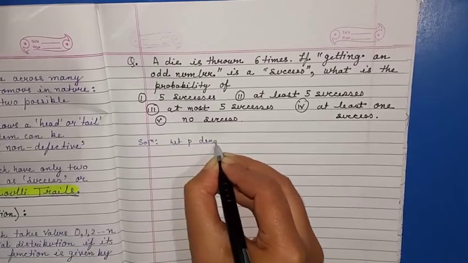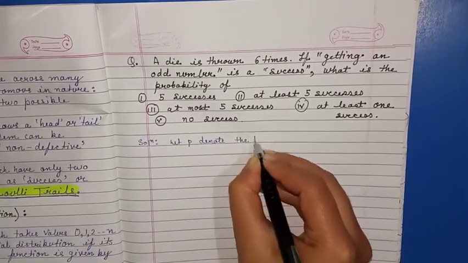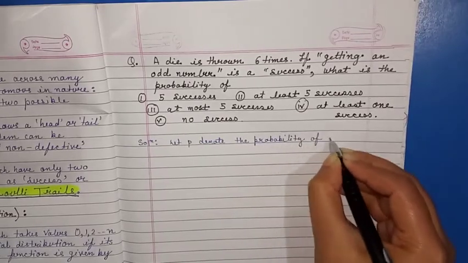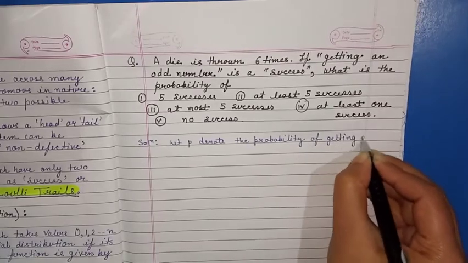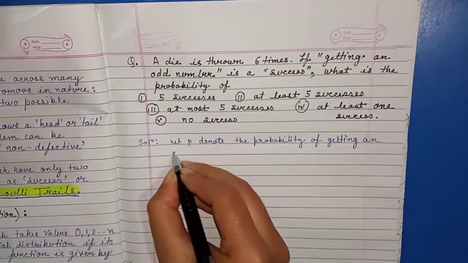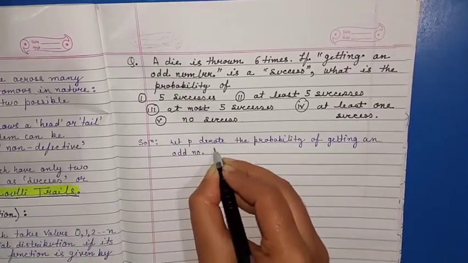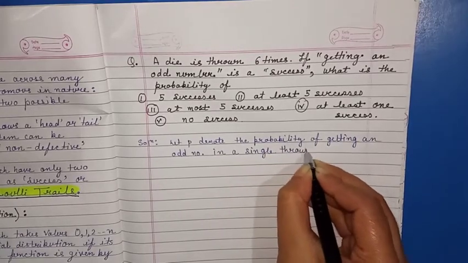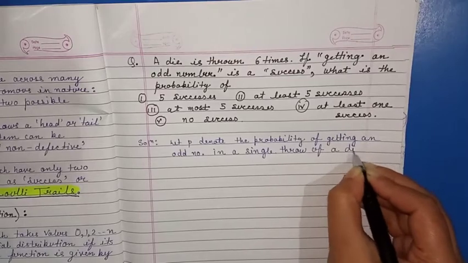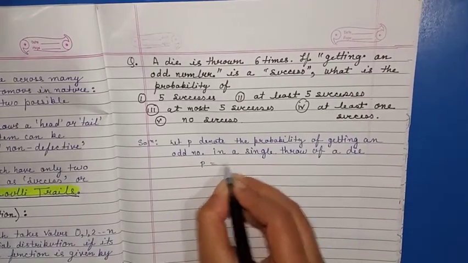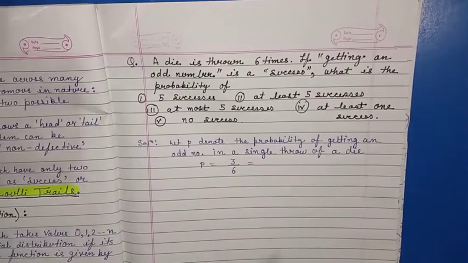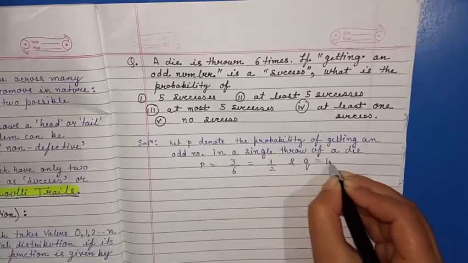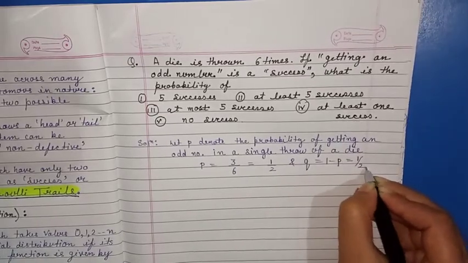Let p denote the probability of getting a success, getting an odd number. I'm writing this because an odd number is the only success in a single throw of a die. So what will p be? P will be 3 by 6, because 1, 3 and 5 are the three possibilities out of 6, so 1 by 2. And similarly q is 1 minus p, so that will also be 1 by 2.